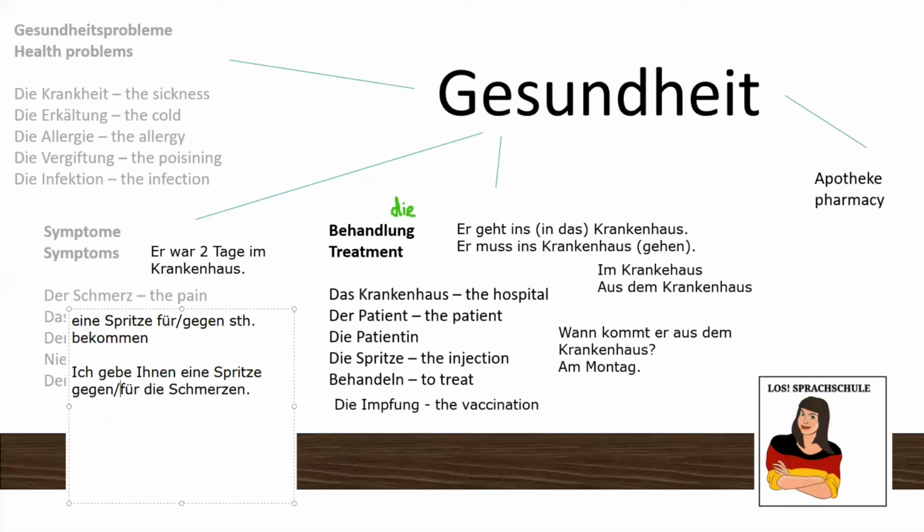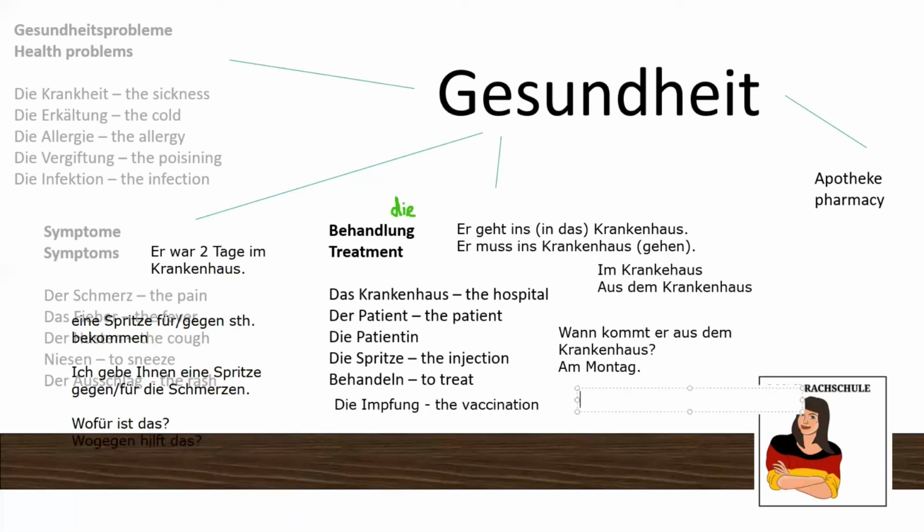And the line between it, it's not really easy to understand. It's a kind of feeling you have to get for the language. Wofür ist das? You can say, what is it for? And then they can say, for the pain. Or you can say, wogegen hilft das? What does it help against? And then you can say, it helps against the swelling or whatever. So it depends on the context, how you want to use it. And behandeln, to treat, right? This is the easiest part. It's a normal verb. Der Arzt behandelt viele Patienten. The doctor treats many patients.